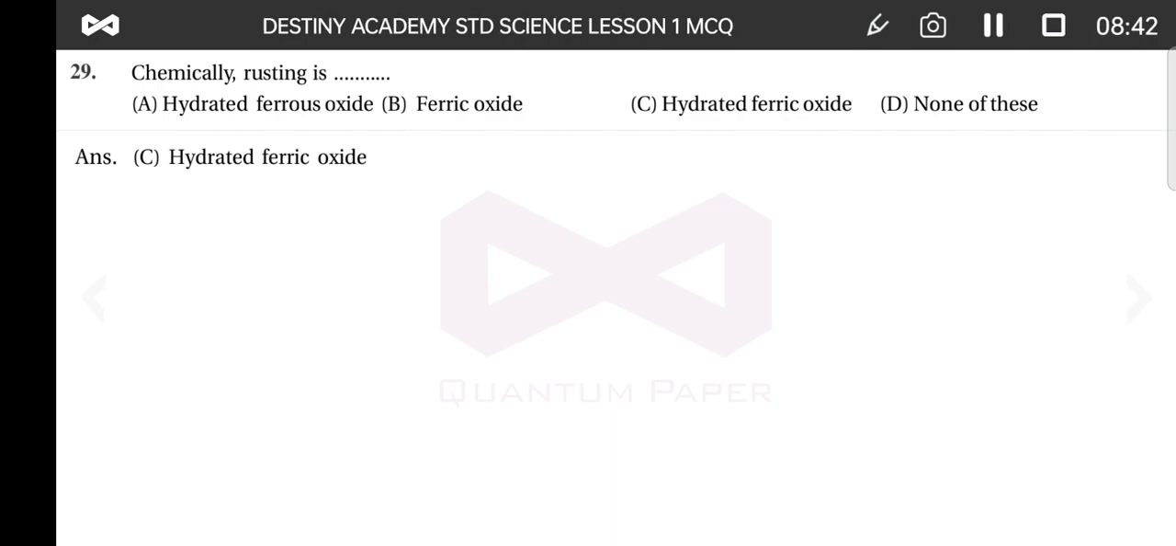Chemically, rusting is hydrated ferric oxide. So remember this most important MCQ. What is rusting? Rusting is hydrated ferric oxide.